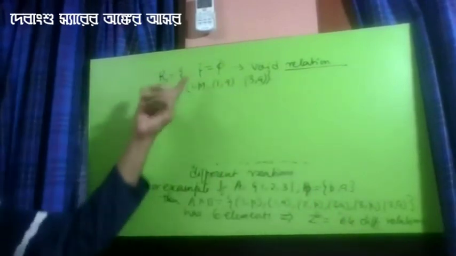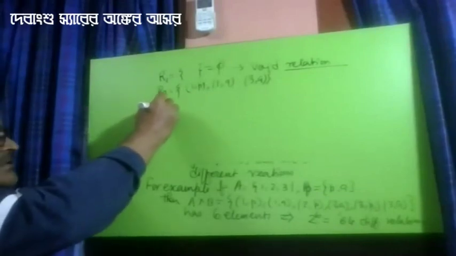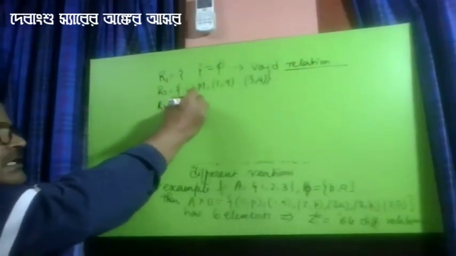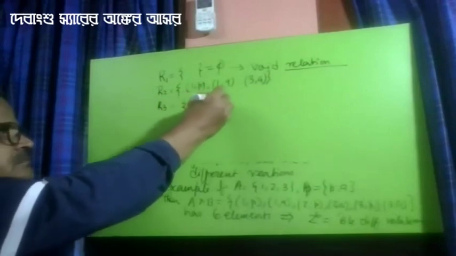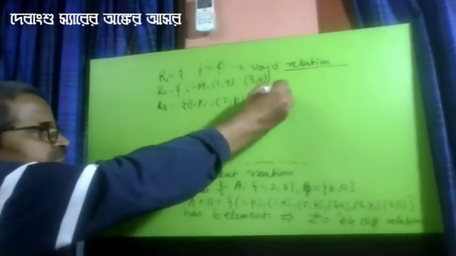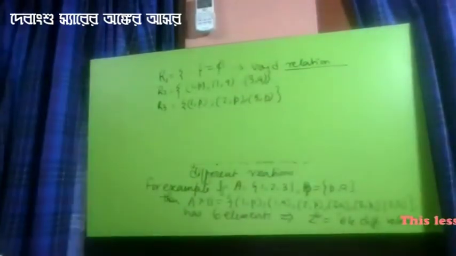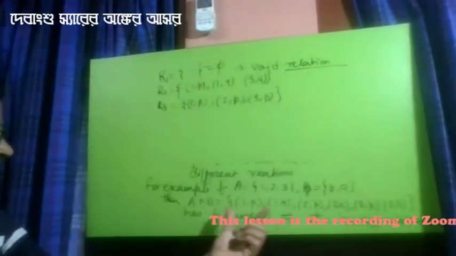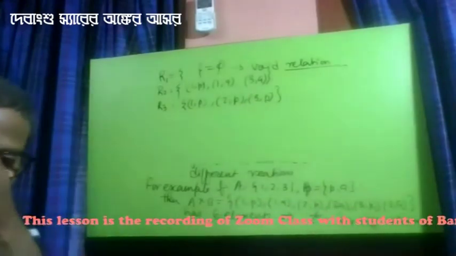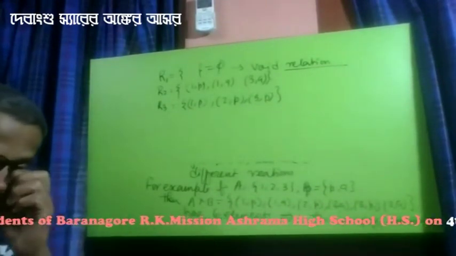I constructed 2. Say I constructed the third one also, R3. It is 1p. It is 2p. It is 3p only. This is also a relation because all these elements are included in this. So this R3 is a subset of A cross B. So R3 represents a relation from A to B.